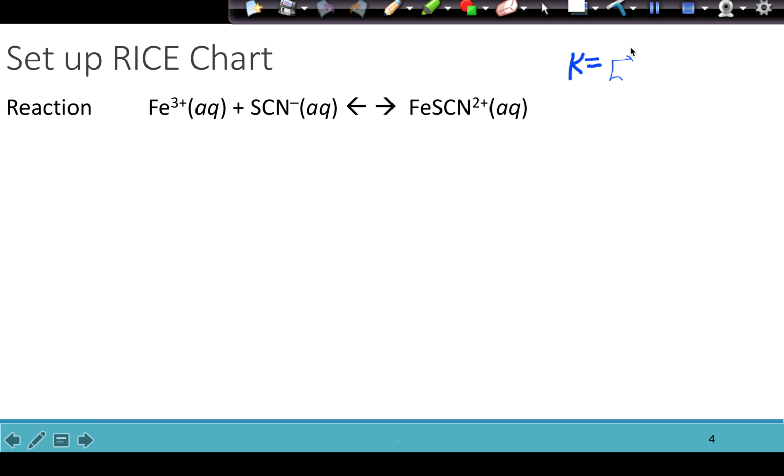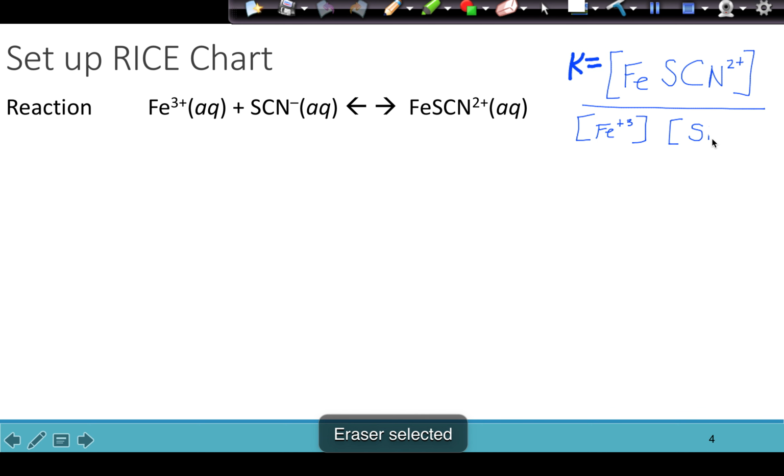So for our purposes, the iron 3 thiocyanate complex ion, which is that FeSCN2+, which is the product, that concentration, over the iron 3 concentration times the thiocyanate, which is that SCN minus. Now, because all of the coefficients were ones, the exponents in this case are also ones.